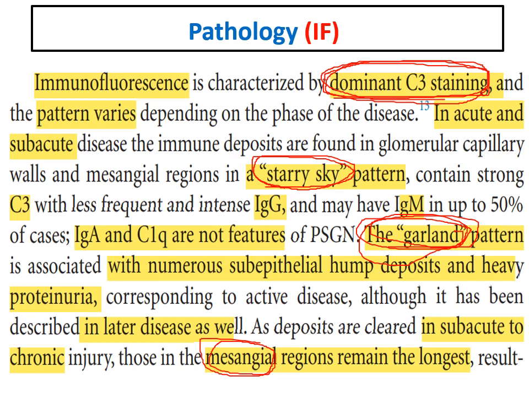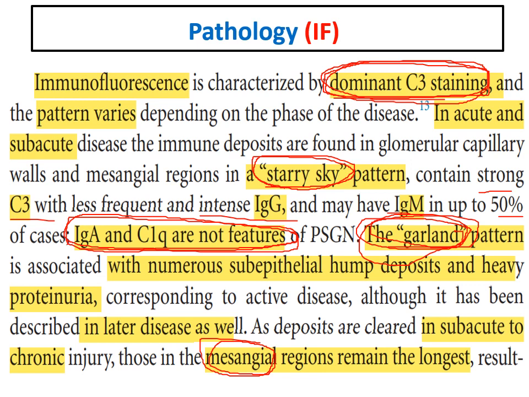In a starry sky pattern, like in Nugum, we will see pictures now, it contains strong C3 and intense IgG, and it can have IgM in up to 50%. It is a common presentation. IgA and C1q are not features, and this is an important differentiating point from IgA dominant related glomerulonephritis. So in starry sky, we have strong C3 and intense IgG.